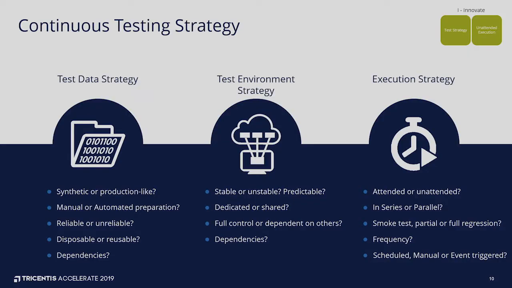And then last but not least, the execution strategy around that is, how do we execute? Do we execute attended? So basically someone sitting behind the screen watching the automation run, or is our strategy to run our test cases unattended, so run at night or triggered by a build server? Do we run that in series, or will we set up a virtual machine farm in parallel to basically run more tests at the same time? What kind of tests do we run? Do we run smoke tests? Do we run partial regression? Do we run a full regression? How often do we run that? And do we run that scheduled? Do we trigger that manually, or do we trigger that through a build server?